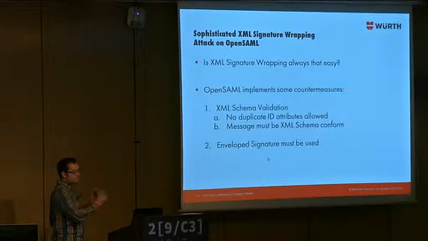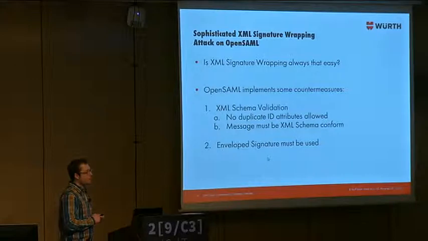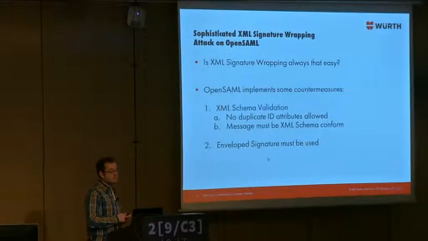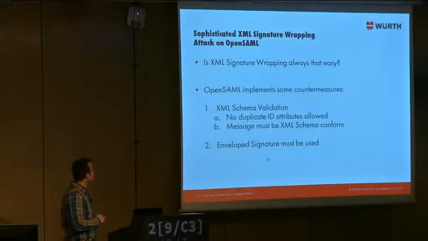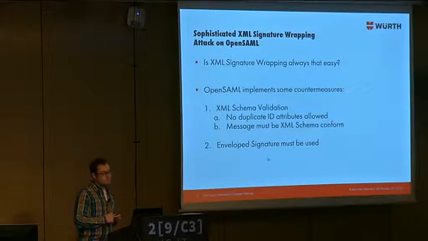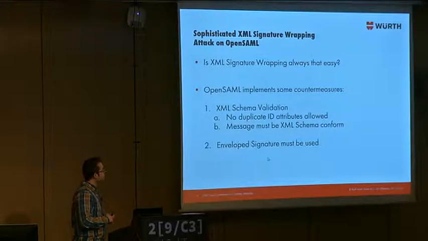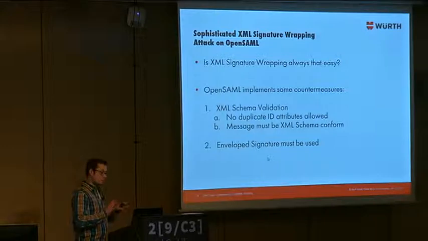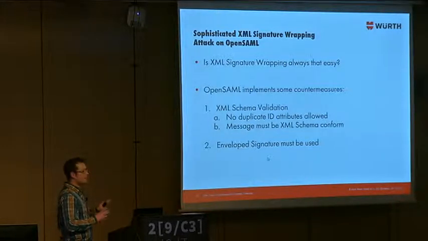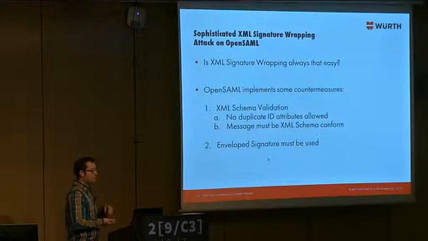Okay. After seeing this trivial attack, one could assume, is XML signature wrapping always that easy? While we investigated several frameworks, we found OpenSAML, which is really popular and also applied in many famous SAML frameworks like Shibboleth or SwissID. And OpenSAML implements some countermeasures. First, XML signature validation, which means you cannot put duplicate ID attributes into an XML document. Also, the document must be XML schema conform, which means that not any content is allowed in such a document, like the wrapper element which we included for our attacks. And also, OpenSAML checks that the assertion is signed by an enveloped signature, which means the signature must be directly in the assertion element.